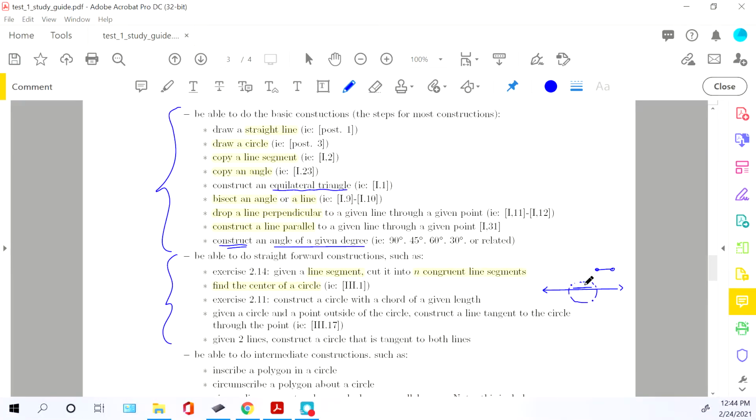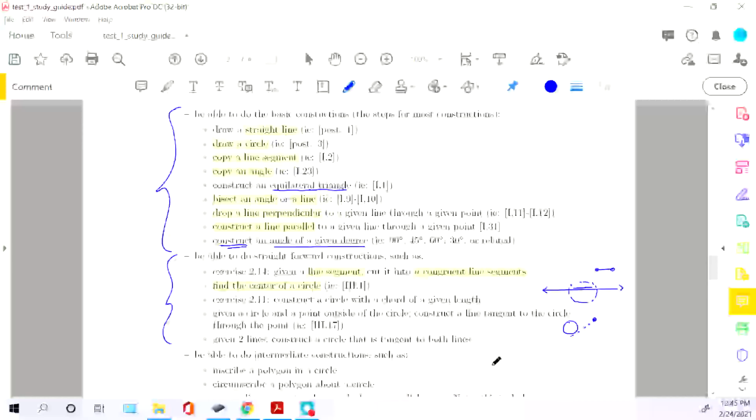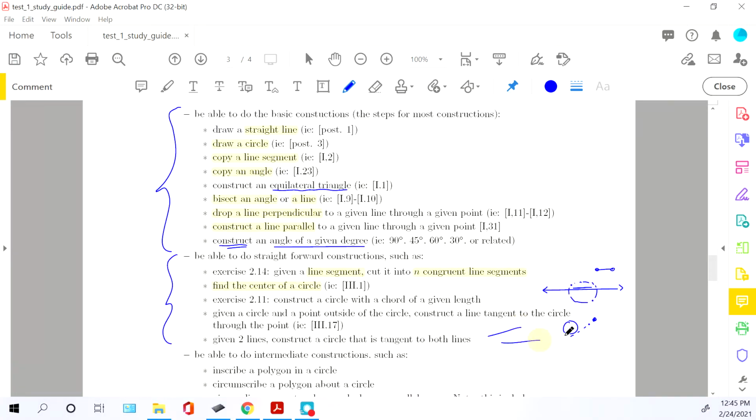Okay. So this one's not 100% straightforward, but it does take into consideration some of the things that you'd want to worry about with respect to the relationship between chords and the center of your circle. This one here says if you were given a circle and a point outside the circle, can you draw in a line that's tangent to your circle through the point? And last one right here, if you're given 2 lines, maybe something like this, can you draw in a circle that's tangent to both of them?